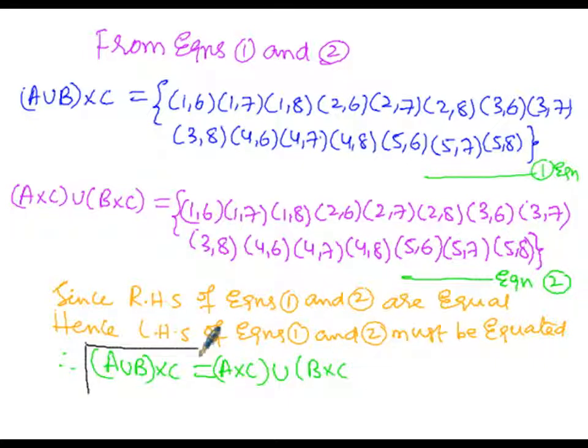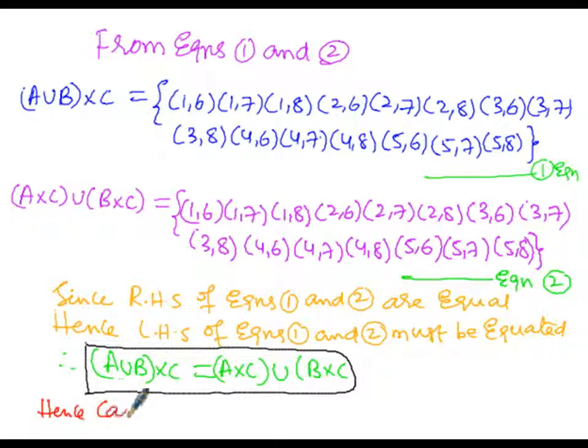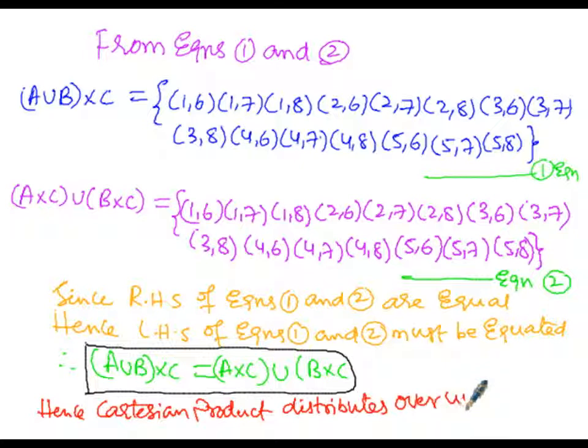From this it is clear that the Cartesian product distributes over union from right to left. Hence, the Cartesian product distributes over union from right to left, that is from right hand side to left hand side.